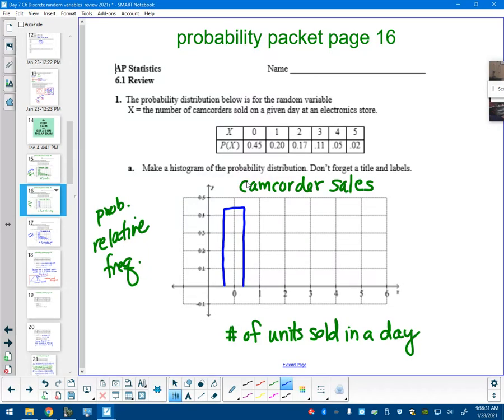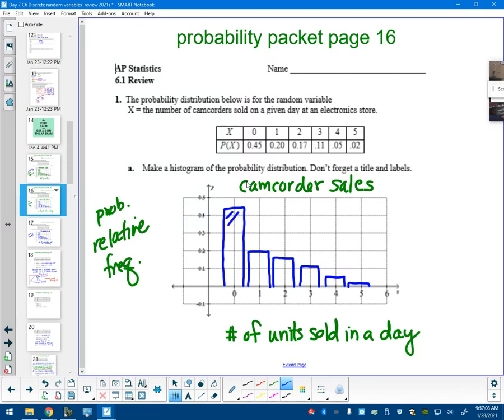And one camcorder happened 20% of the time. And technically, there really should be a space because you can't sell half of a camcorder, but 17%, we sold 2. Three camcorders happened 11% of the days. 4 camcorders happened on 5% of the days. That would probably be right before Christmas. And 5 camcorders, that would be like the day right after Christmas when they're on sale.